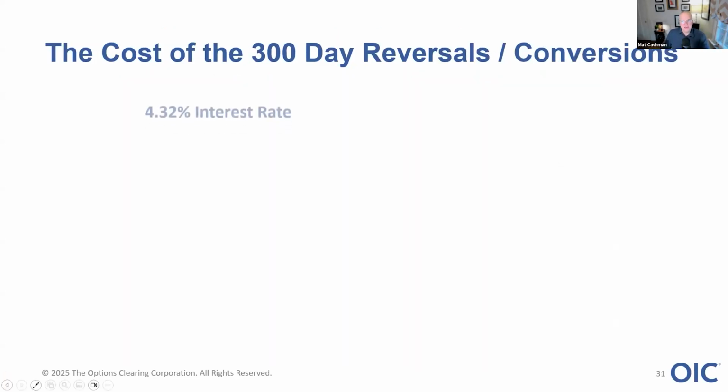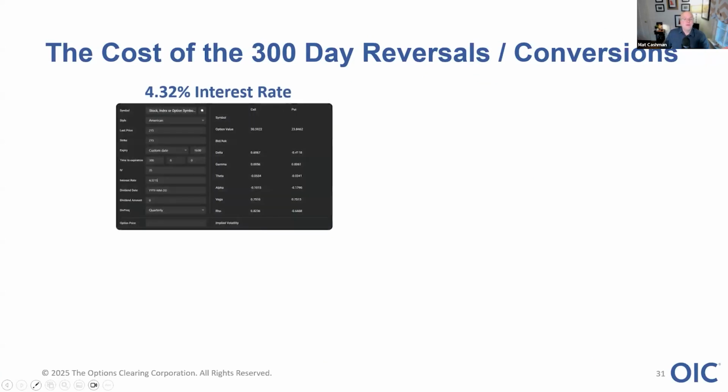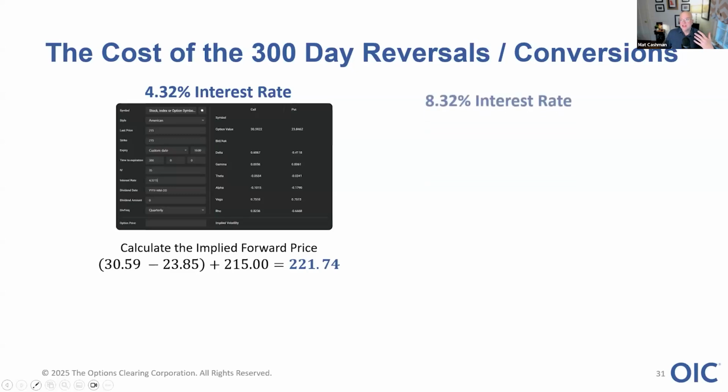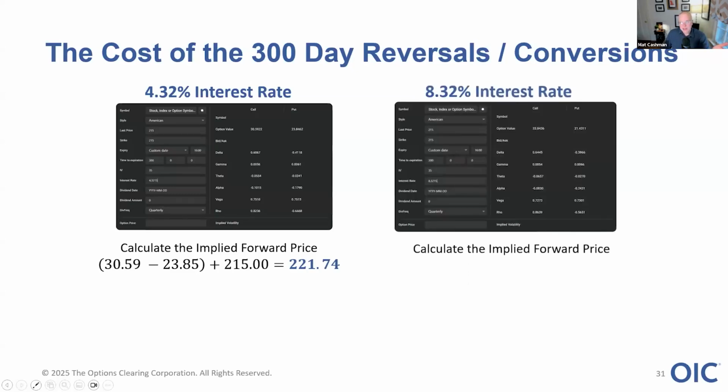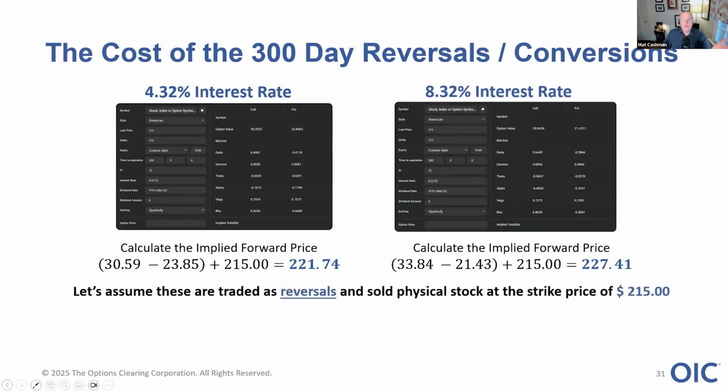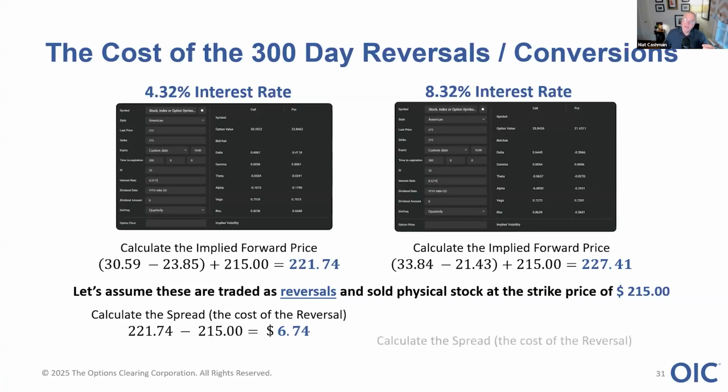So if we do the exact same math, the 4.32% interest rate, calculate the forward price, and then actually subtract the strike price, you're going to get the price of the reversal or conversion. Let's assume again that you're selling these as reversals. So you're going to be selling physical stock against them. What you're doing is creating synthetic stock at 221.74. You're selling actual stock against it at 215. The difference is $6.74. That's quite a spread.